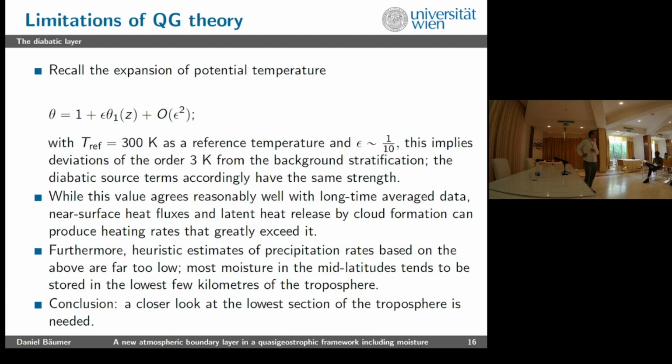And even though right now we are not considering a moist model, one of the ultimate goals is to incorporate moisture into that, which I will also talk about at the end. And then, we also should keep in mind that most moisture in the mid-latitudes is stored in the bottom few kilometers of the troposphere. So this is what we want to take a look at. Not the Ekman layer, but an area just 2 to 3 kilometers above that.